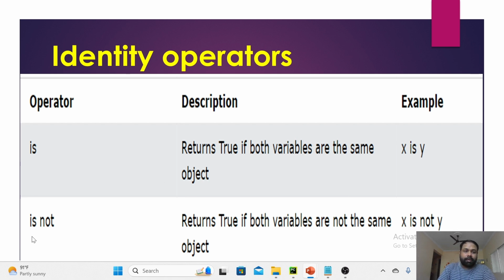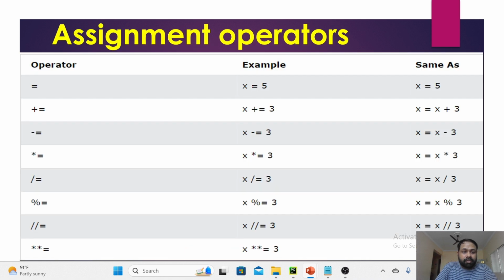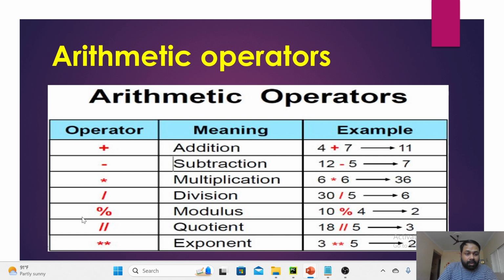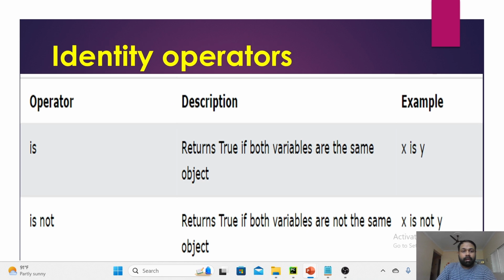Is, is not, identity operators. These operators are not there in other programming languages like C and Java. Here in Python it is there. This is what you need to concentrate on. Identity operators you need to concentrate on. Logical operators you need to concentrate on. Comparison operators are the same, but assignment operators, before that, slash, double slash, the quotient, these are things you need to concentrate on here, which are not there in C and Java. Okay. Now I am coming back.